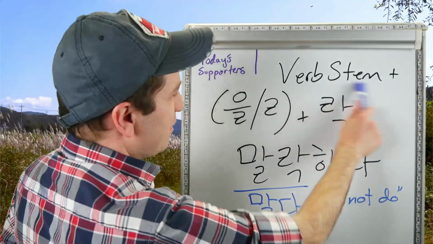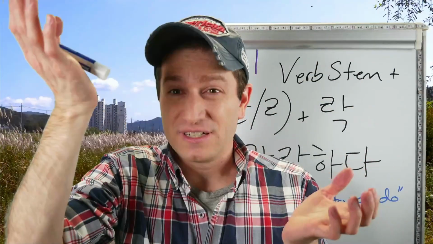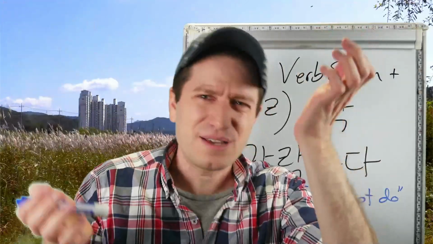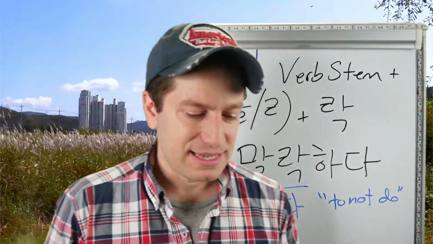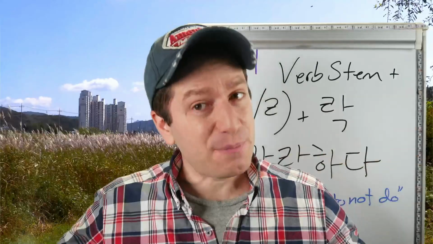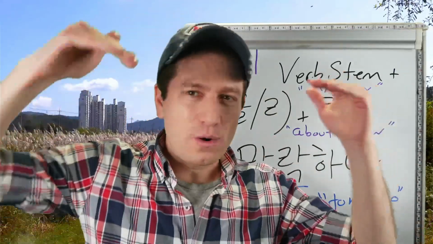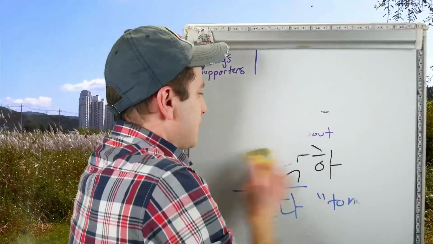So you're doing a verb and then you're not doing the verb. You're doing it, but you're not doing it. One of the common ways this gets translated is about to happen. Like something is almost happening, but it didn't happen yet. It's going back and forth between happening and not happening. Not happening, but right about to happen.